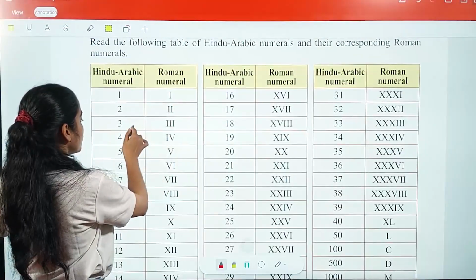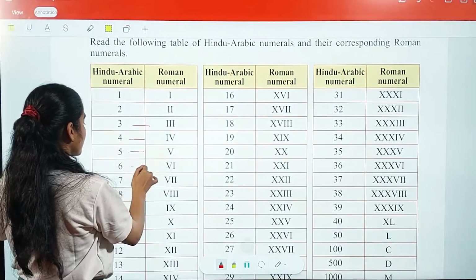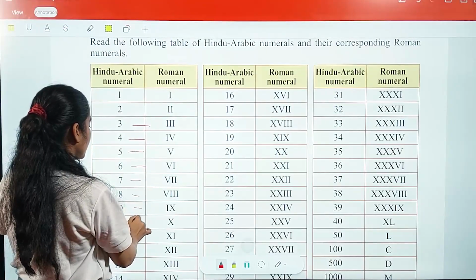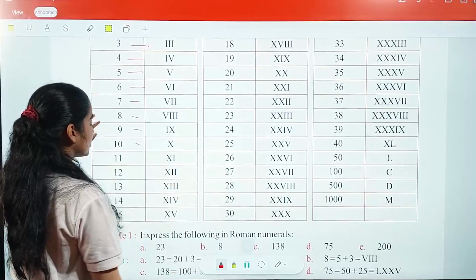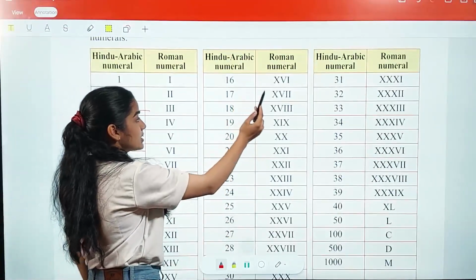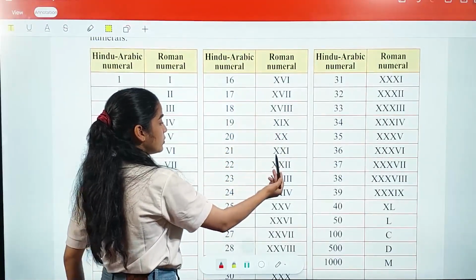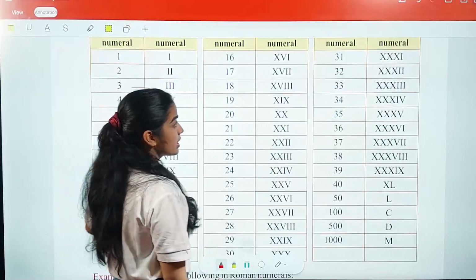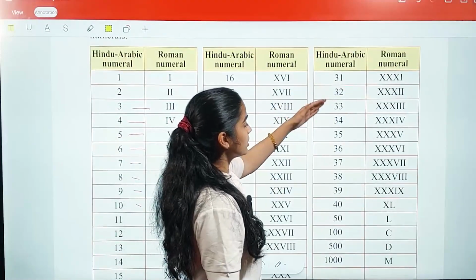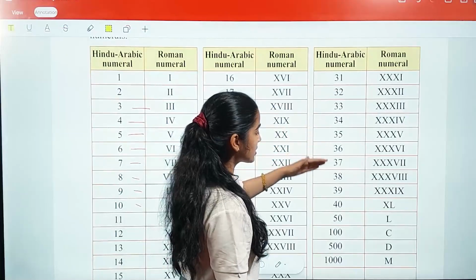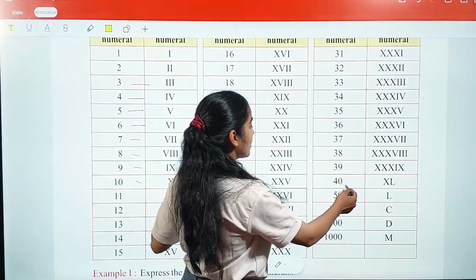1, 2, 3, 4, 5, 6, 7, 8, 9, 10. After 10, 11, 12, 13, 14, 15, 16, 17, 18, 19, 20, 21, 22, 23. Same way 31, 32, 33, 34, 35, 36, 37. After 39, we have 40.